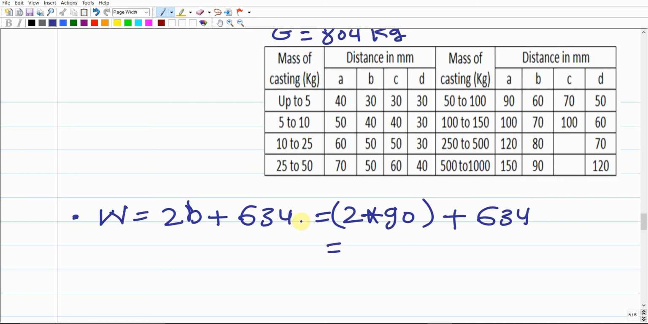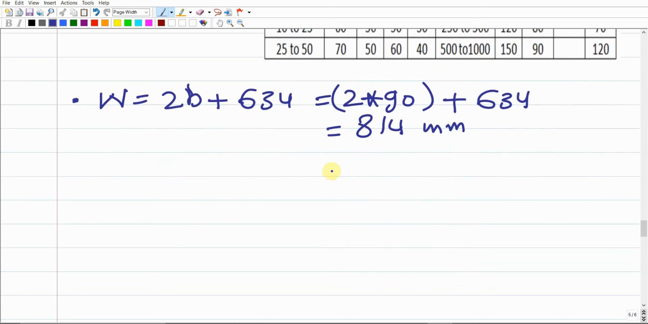This gives us 814 millimeter. According to the standard, this is gonna give us a 900 millimeter width, because beyond the 5 millimeter in the standard for the width and the length, you're gonna use a step of 100. So there is 800 millimeter width and there is 900, but there is no 814 or 850. So this is gonna be the standard width.